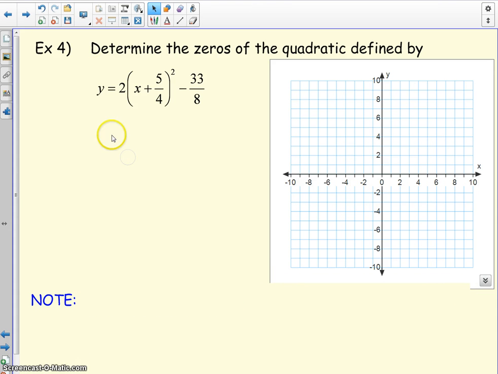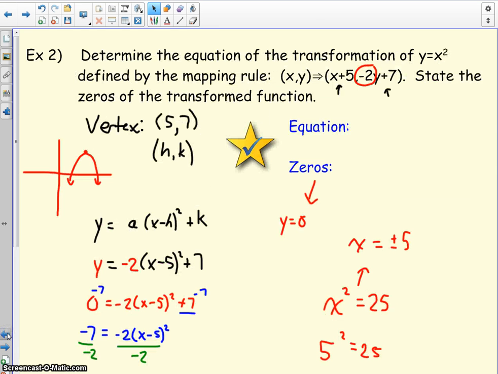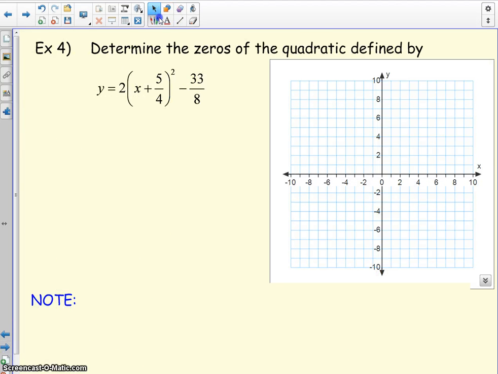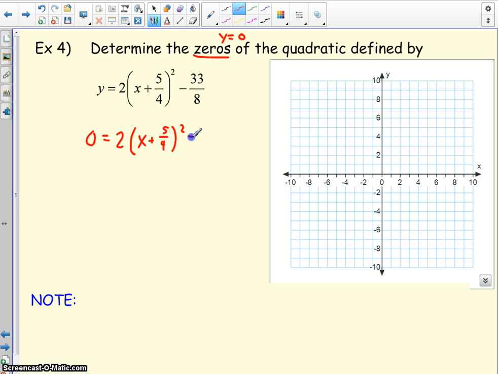Okay, we found the zeros earlier with one from 2 examples ago. So what I'd like you to do is try this one on your own. Try and find the zeros. Remember that to find the zeros means the y value of the equation is 0 because it's the x-intercepts. Okay, and you need to find the x value that solves this equation. So I'll let you do that first. And when you're finished, push play, and we'll see the answers together.